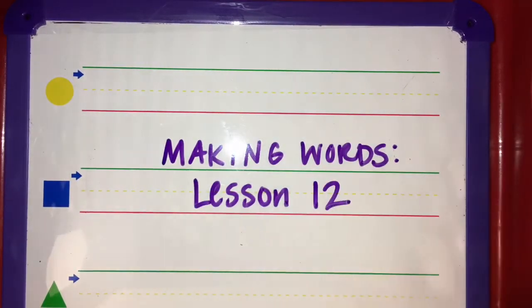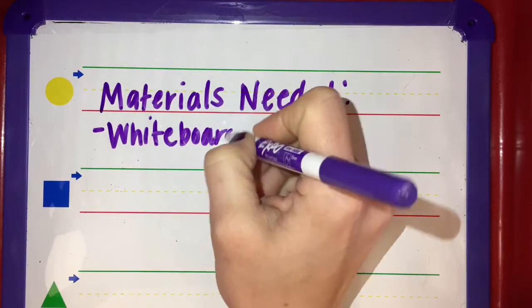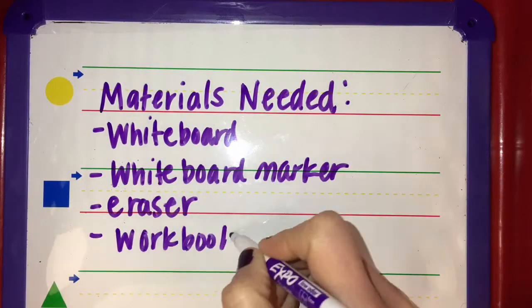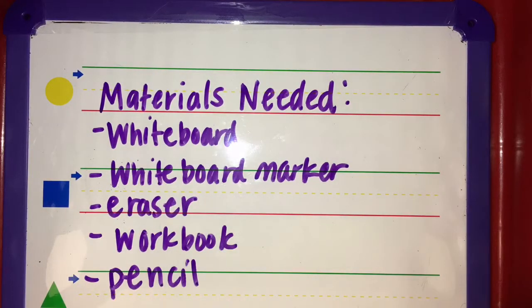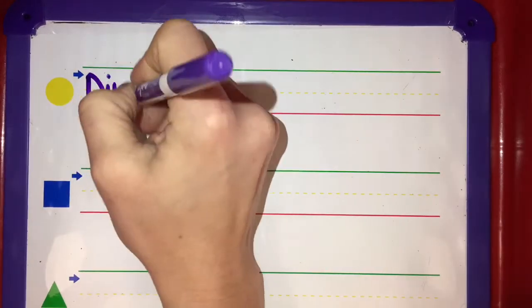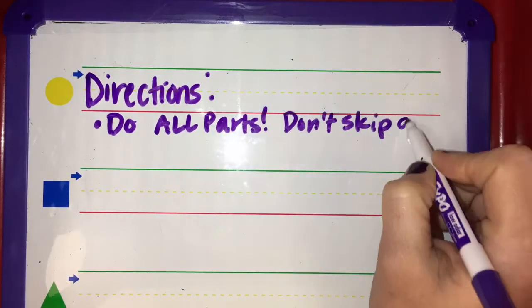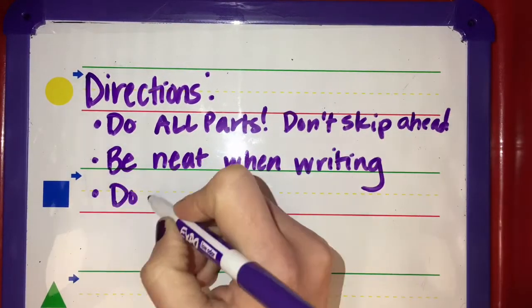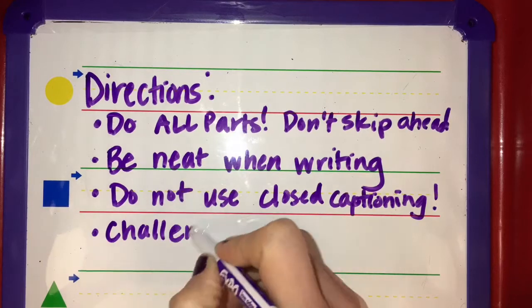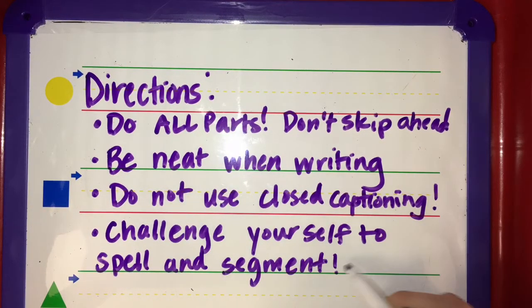Making Words, Lesson 12. Materials needed: whiteboard, whiteboard marker, eraser, workbook, and a pencil. Directions: do all parts, don't skip ahead, be neat when writing, do not use closed captioning, challenge yourself to segment and spell.